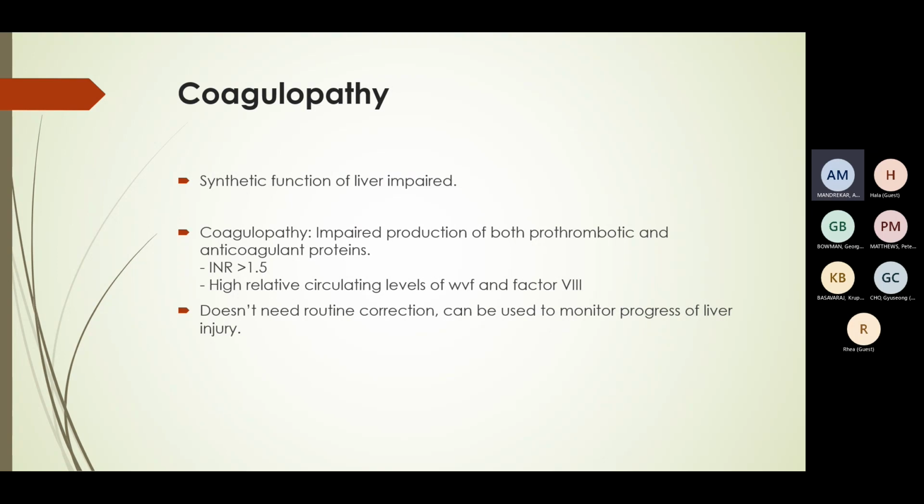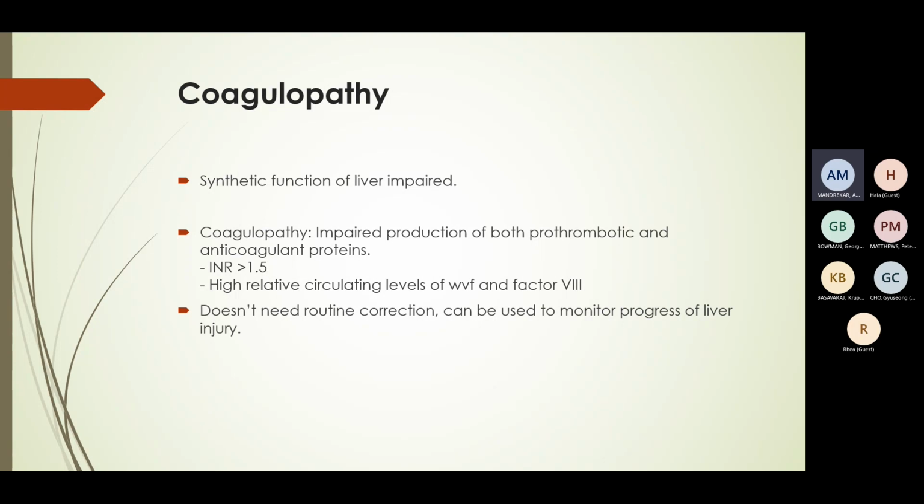So typically for acute liver failure, we're looking at an INR more than 1.5. For those of interest, if you were to look at all of the clotting factors in the blood in someone with an acute liver failure, you'll actually have a predominance of factor VIII and von Willebrand factor. They seem to be less affected by the loss of synthetic function.